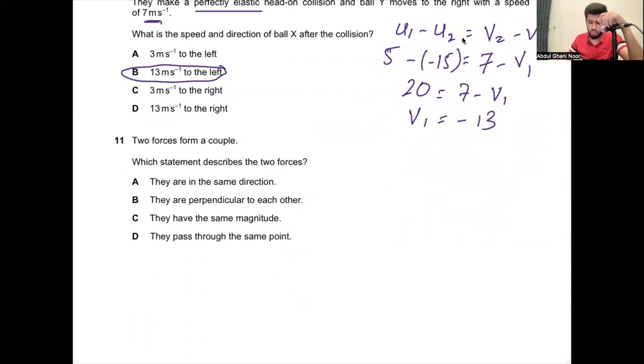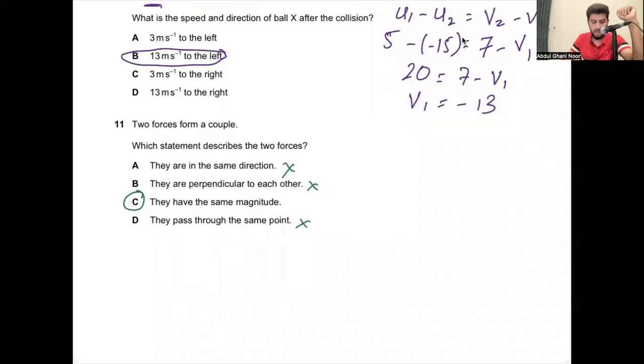Question 11 says two forces form a couple. Which statement describes the two forces? If they're in the same direction, no. Couples are always in the opposite direction. They're perpendicular to each other, no. Couples are always parallel to each other. They have the same magnitude. Yes. Equal, opposite. They pass through the same point. No. They're parallel, hence cannot pass through the same point. So 11 is C.